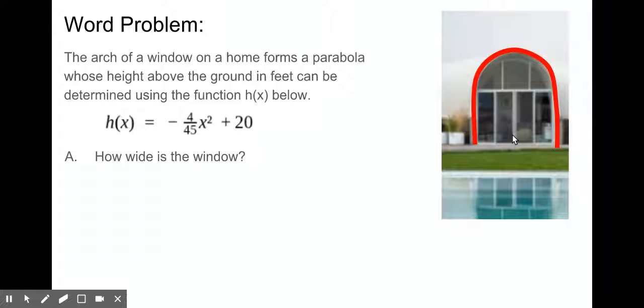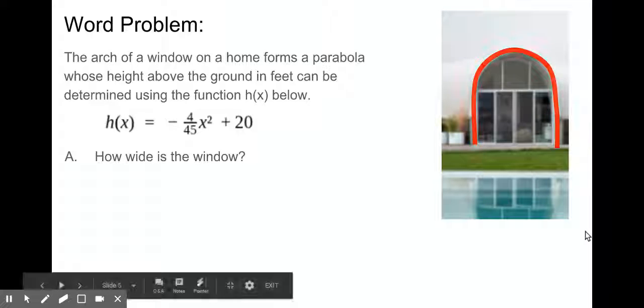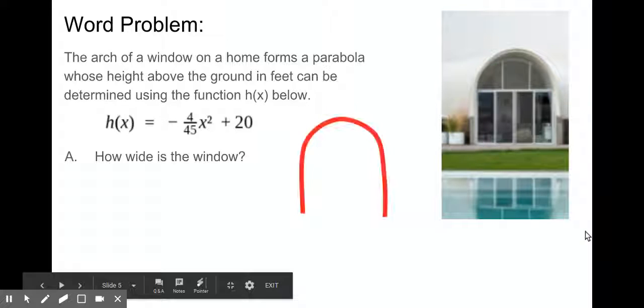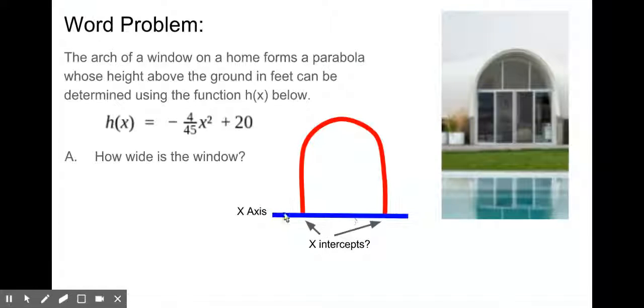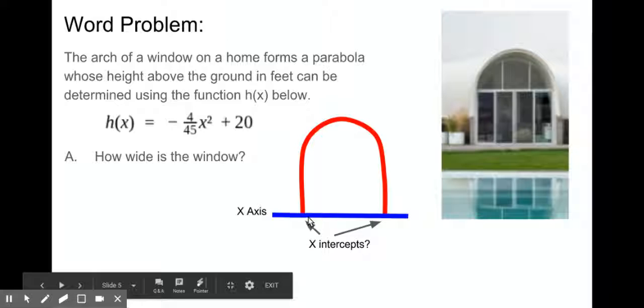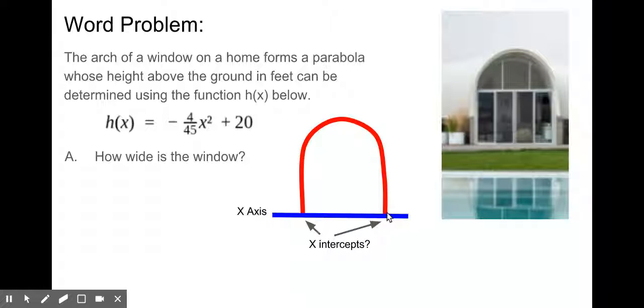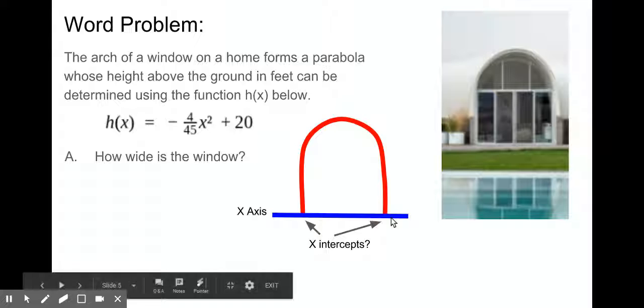So first of all, you need to recognize that this is a parabola. So here it is, I outlined it in red. And what it's really asking you for is the x-intercepts. If you could figure out where this parabola crossed the x-axis, because this is the ground, if you could tell me where it touched on the sides, so this x-intercept and this x-intercept, then you will be able to tell me how wide it is.